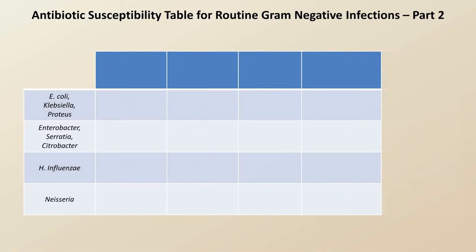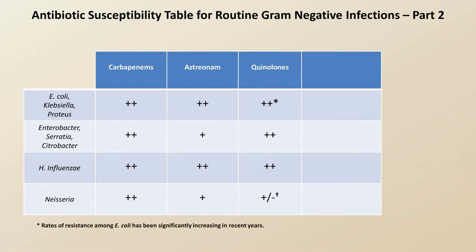Looking at a couple more of the antibiotic classes, carbapenems have great coverage of everything as well. Here is aztreonam. And quinolones are interesting in that they have excellent activity against most things, with the exception of rising resistance specifically in E. coli, that has been seen in the last 5 years or so in the United States. Also, resistance to quinolones among Neisseria is highly specific to geography, with some countries measuring a 10% resistance rate and others a 100% resistance rate. Aminoglycosides cover all of these well except Neisseria.